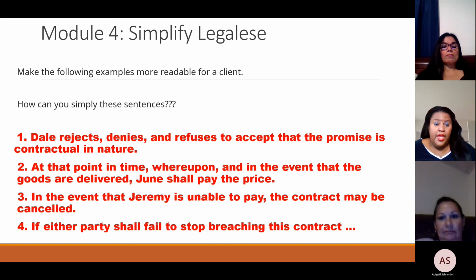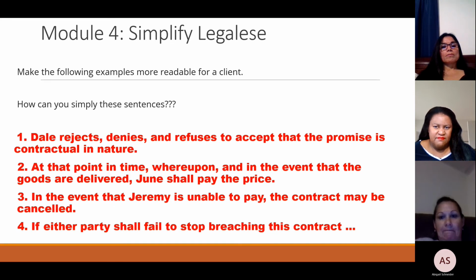The difference between "may be" and "will" is important, because saying that the contract may be canceled means that the seller can choose to cancel the contract or can choose not to. Saying that the contract will be canceled doesn't give the seller any flexibility as to their remedies. So that's where "may be" might be a better term to use. If Jeremy is unable to pay, the contract may be canceled, because that means that the seller could actually still enforce the contract and sue him for damages. Right. Yeah. So that's a great fix.